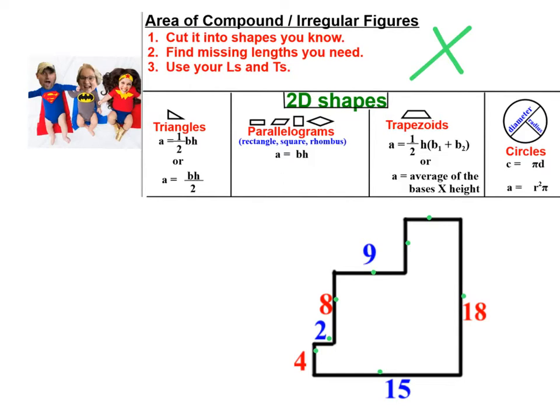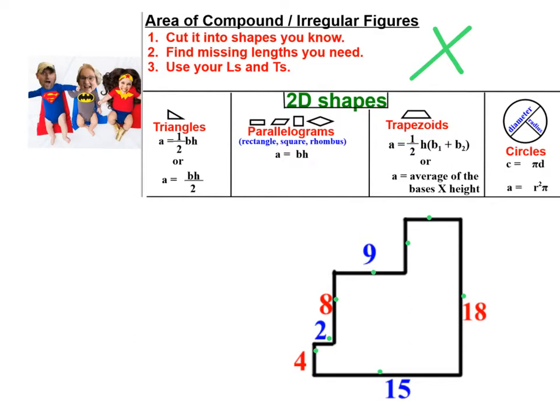Now, in case you do not know your formulas, I put them up here. This is the one that most people forget, how to do a trapezoid. You do the average of the bases times the height, or you add the two bases and take it times half of the height. Notice we won't have to worry about that one on this one.